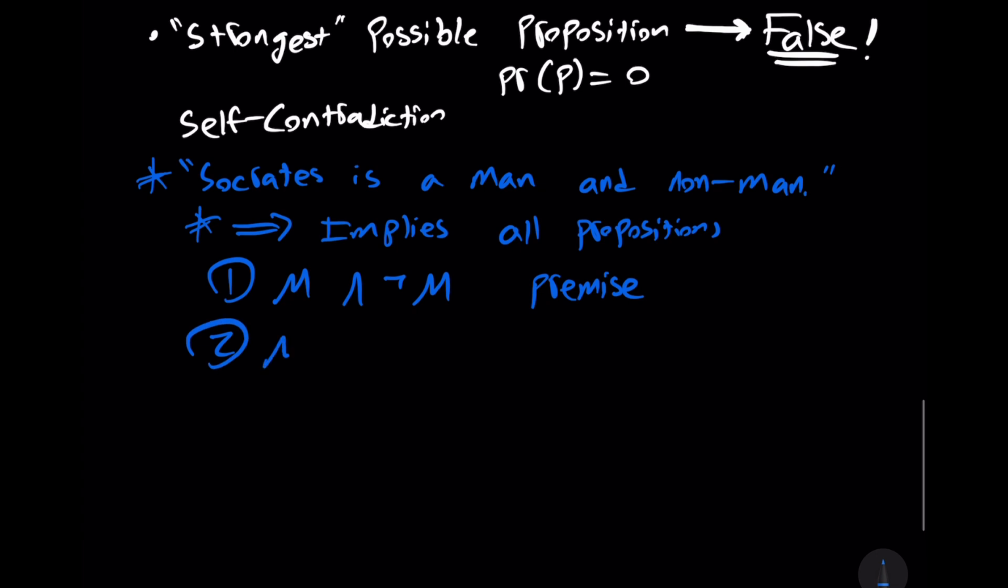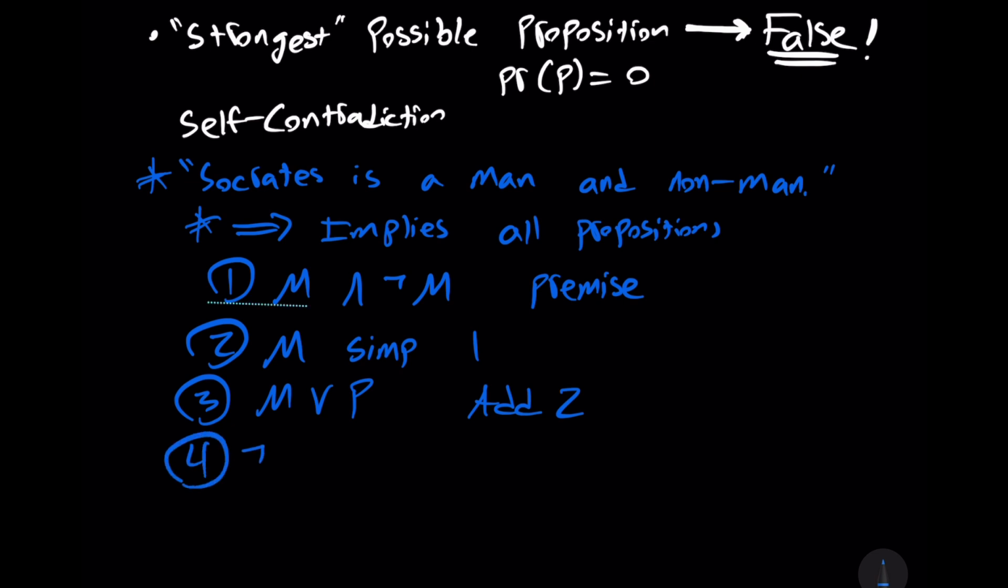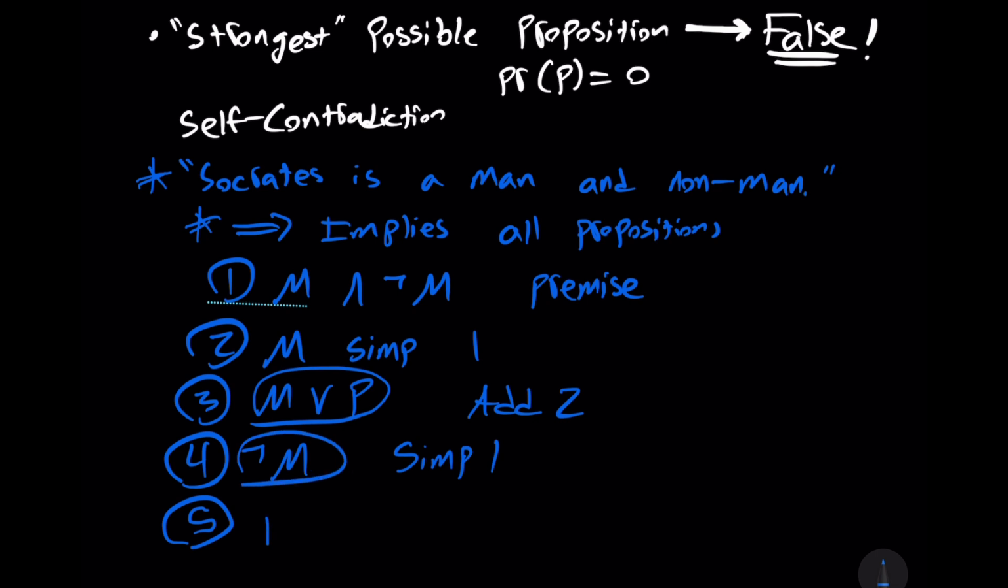For 2, we can get M by the simplification of line 1. For 3, we can say M or some arbitrary proposition by the addition rule with line 2, and P stands for any proposition whatsoever. For 4, we can do another simplification to get a not M from line 1. And then, because we have M or P, not M, we can derive P because we have a disjunctive syllogism with lines 3 and 4. But P is any proposition.